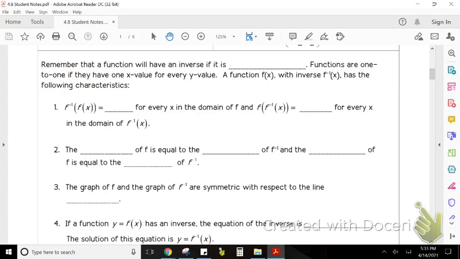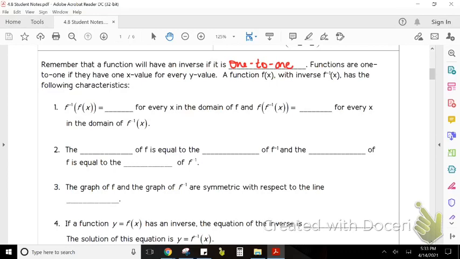It says, remember that a function will have an inverse if it is one-to-one. And so it's meaning it's going to have an inverse that's a function. Functions are one-to-one if they have one x value for every y value, meaning no x's are repeated, no y's are repeated. A function f of x with an inverse, which is written as f inverse of x, looks like it's raised to the negative 1, but it's just the inverse of f of x, has the following characteristics.